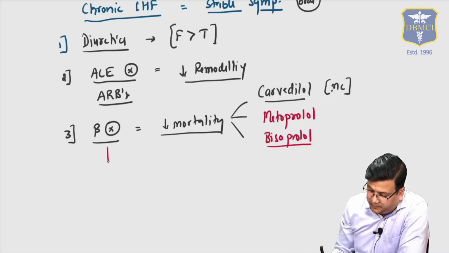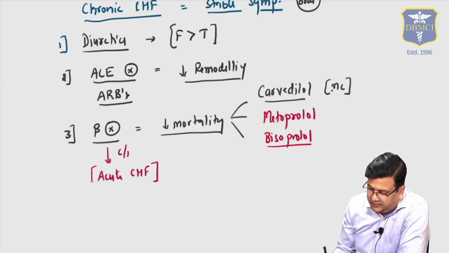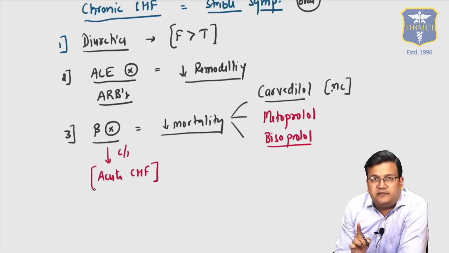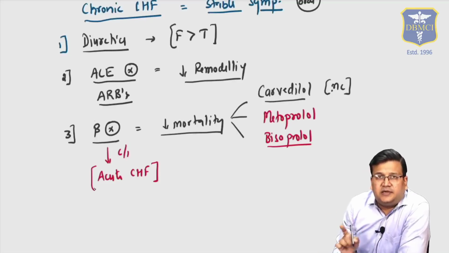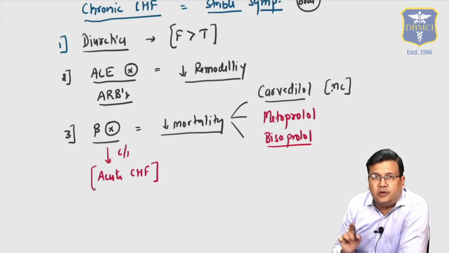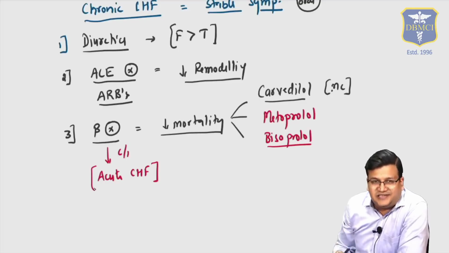Beta blockers, please remember, are contraindicated in acute or decompensated CHF, as we have seen above. In acute condition, we are giving dopamine, dobutamine, noradrenaline, which are beta agonists. So beta agonists are given intravenously in acute CHF. Beta blockers are given orally in mild to moderate or chronic CHF.